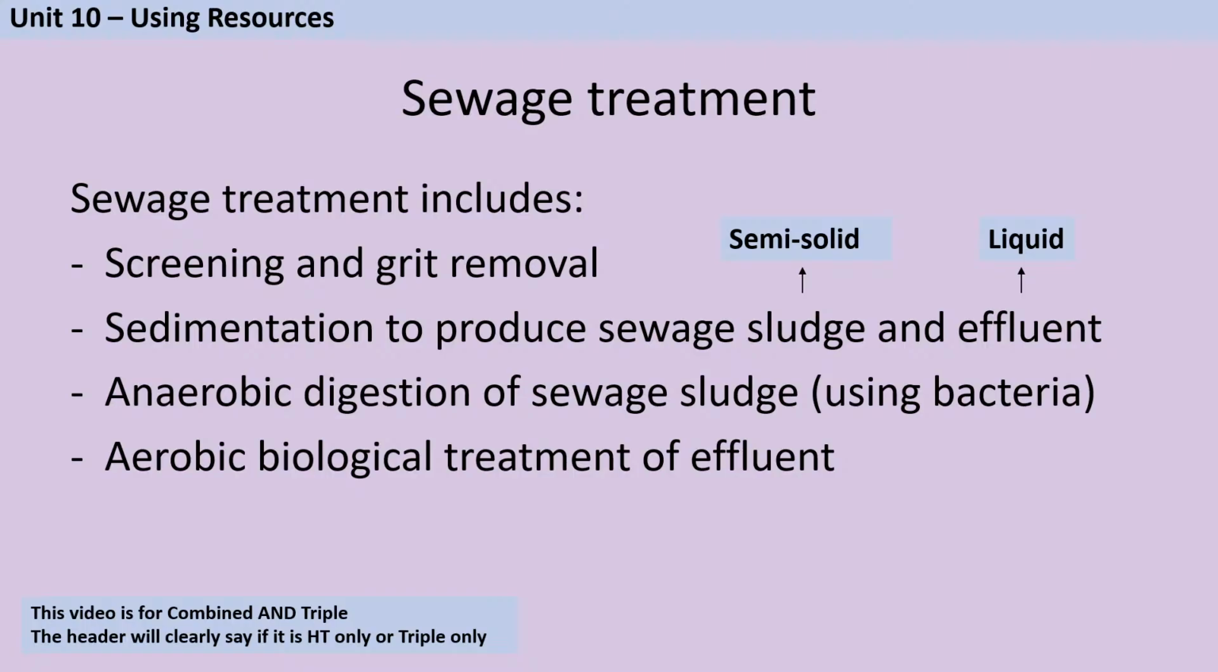Then we spin it in a centrifuge in a process called sedimentation, and that's going to separate it out into the semi-solid sewage sludge and the liquid effluent. Then the sewage sludge is anaerobically digested using bacteria, and the effluent is aerobically biologically treated. Obviously anaerobic is without oxygen, aerobic is with oxygen.